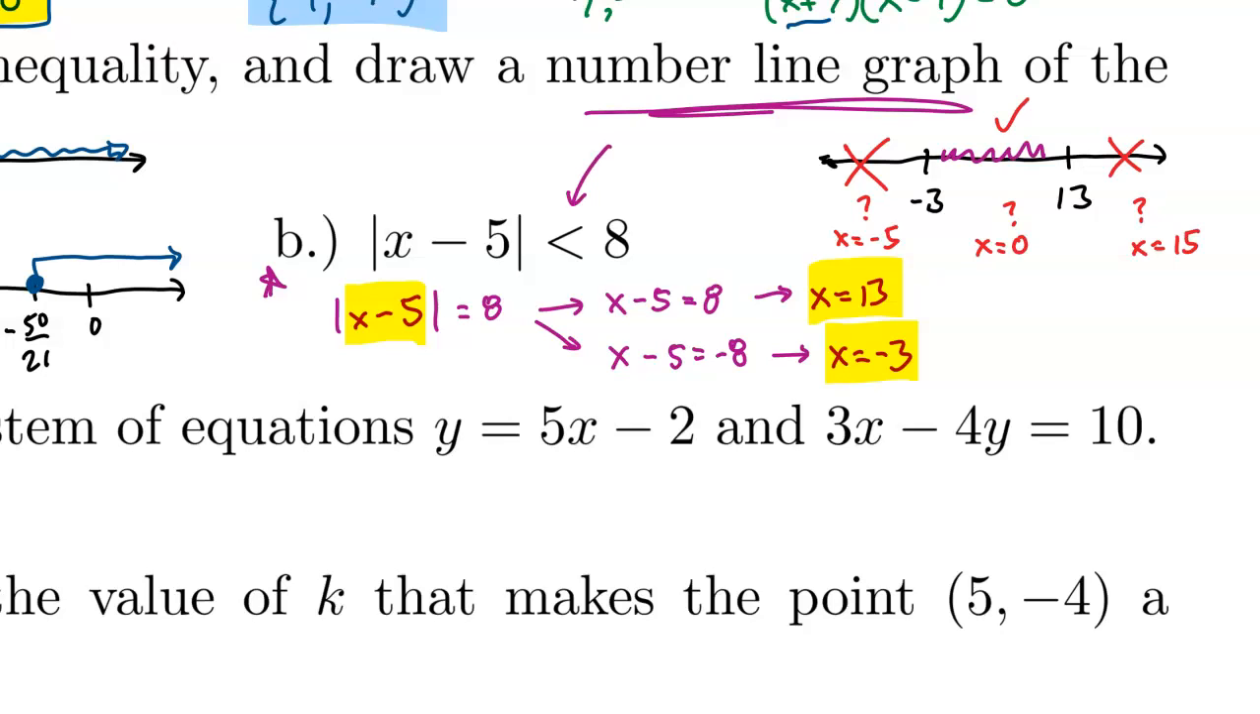Since it's a strict inequality, I don't want to actually include -3 or 13, so I can put open dots at those endpoints to show that they're not included in the solution. Finally, let me write the solution set as a compound inequality. -3 is less than x is less than 13.